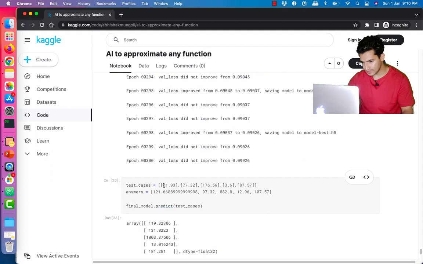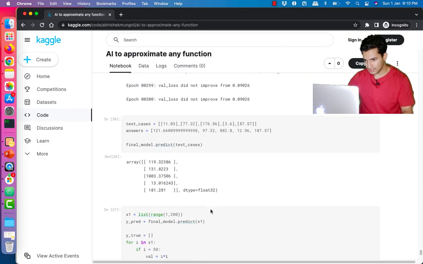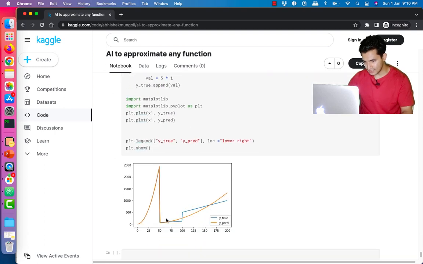And finally, we can see that it has learned the piecewise function. Given an unseen input, 11, the output should have been 121, it is 119, very close. If you visualize it, the blue one is the exact expected output, and the orange one is the learned one. You can see that between 0 and 50, because of x square, there is a sudden peak, and it has very beautifully learned it.